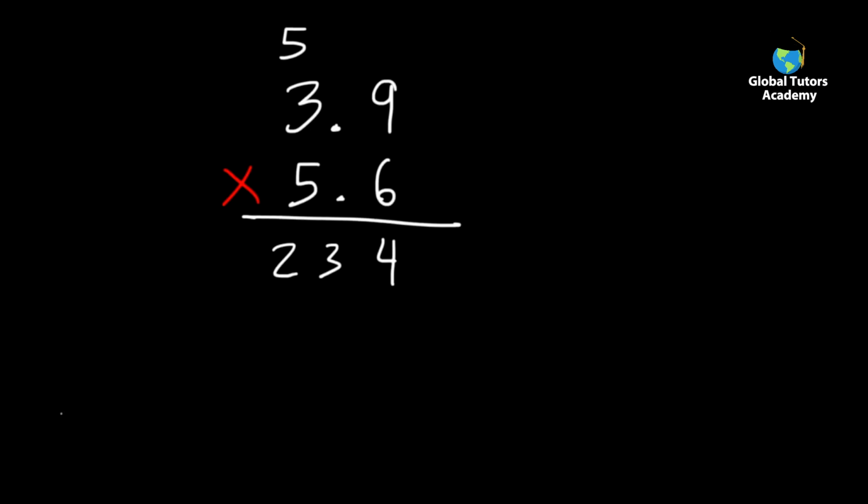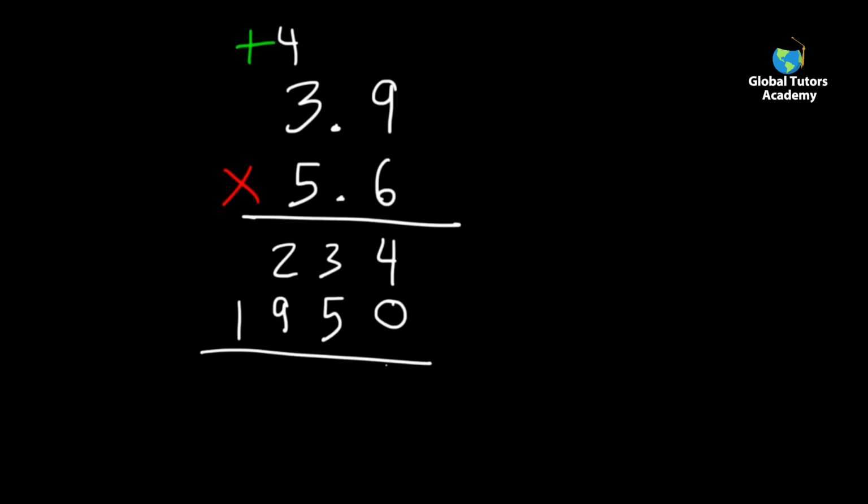Now let's move on to the 5. Let's multiply 5 and 9. 5 times 9 is 45, so we need to write the 5. But we need to add a 0 first and then we'll write the 5, carry over the 4. Next, let's multiply 5 times 3. 5 times 3 is 15 plus 4, that's 19.